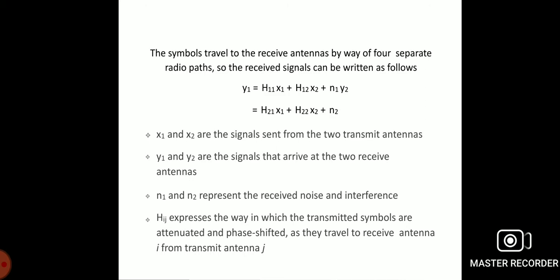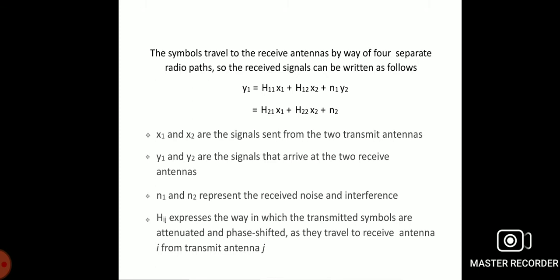So y1 is equal to h11 x1 plus h12 x2 plus n1, and y2 is equal to h21 x1 plus h22 x2 plus n2. So these are the two different symbol time periods of different signals. The x1 and x2 are the signals sent from the two transmitter antennas, and y1 and y2 are the signals arrived at the two receiver antennas. And also n1 and n2 are the received noise and interference of the signal.